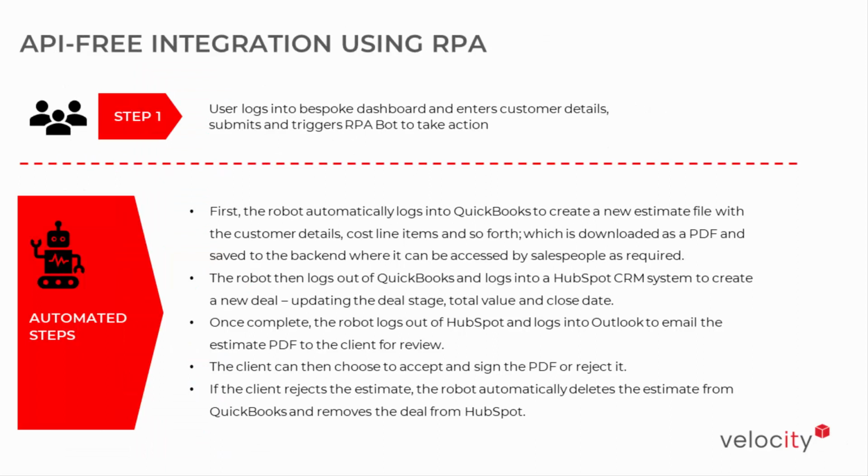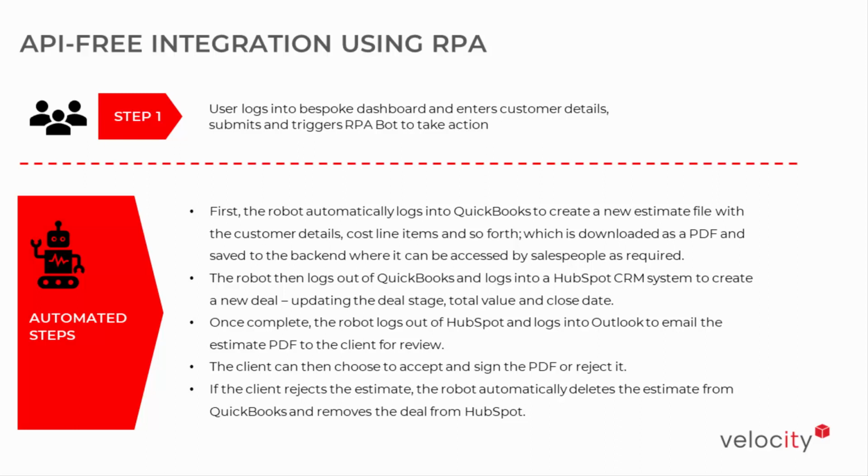Now, the example we're going to show you with robotics can be applied to any finance or CRM system. Obviously our client's using QuickBooks and HubSpot, and we've also gone to the lengths of developing a dashboard so that the sales user does everything from one central location, again to save that logging in into multiple systems.